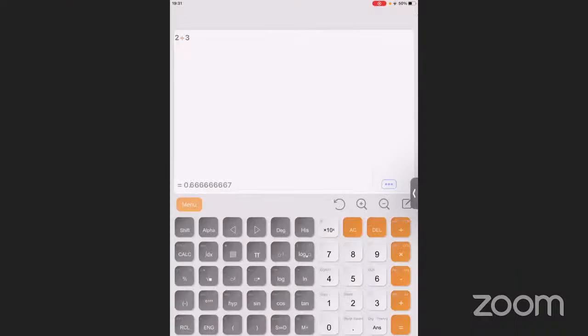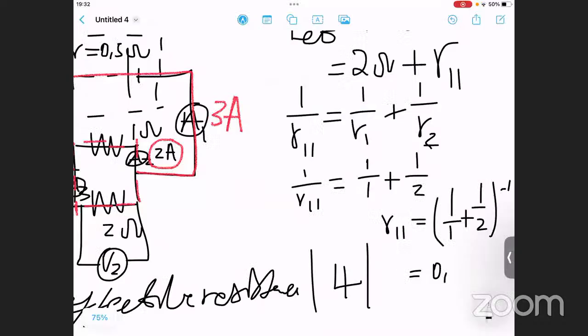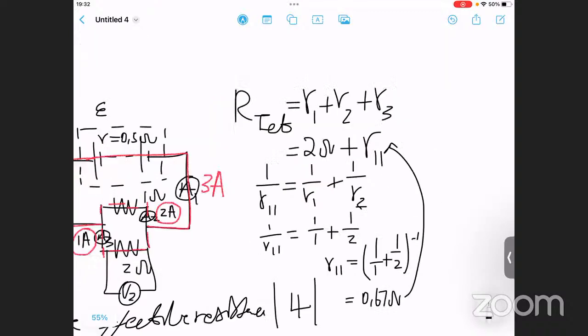This is what I'm expecting you guys to do on your side so that I know what the answer is. 0.7, correcting to 2 decimal places, 0.67 ohms. So that's what you take and substitute there. That means your R tot will end up being this thing plus 0.67 ohms as your R tot.